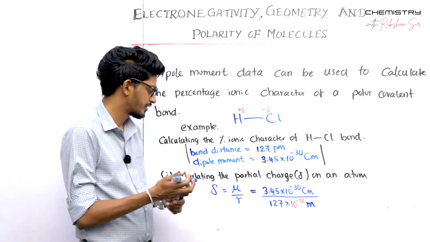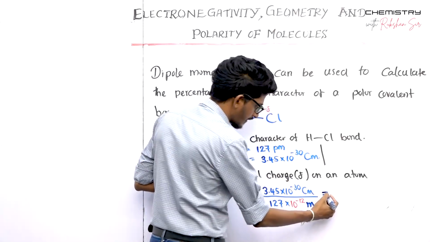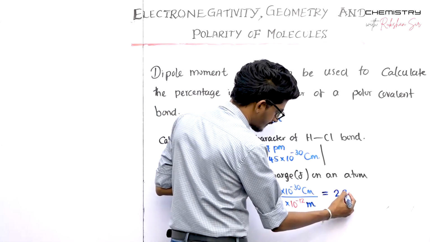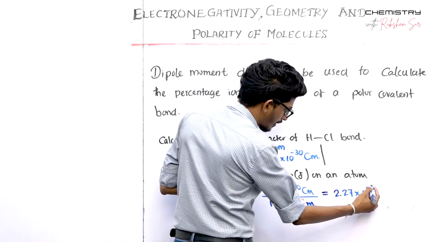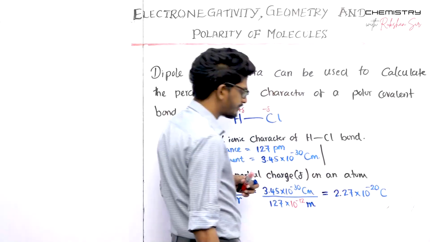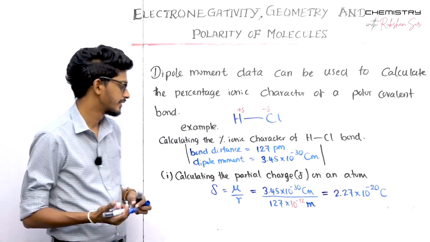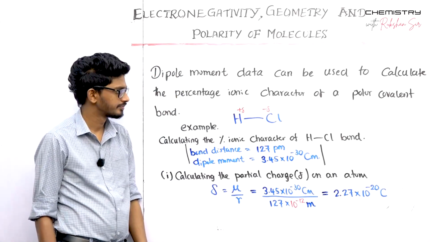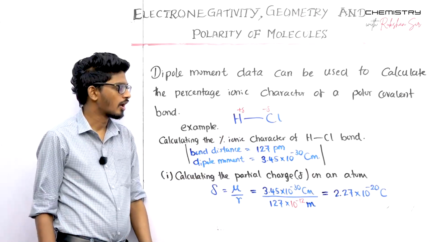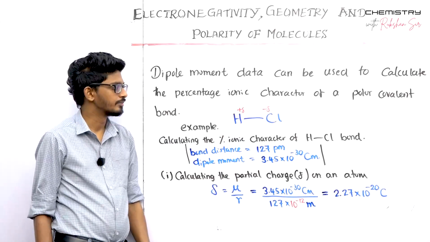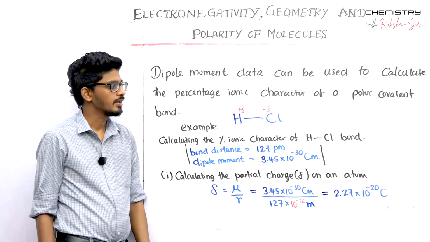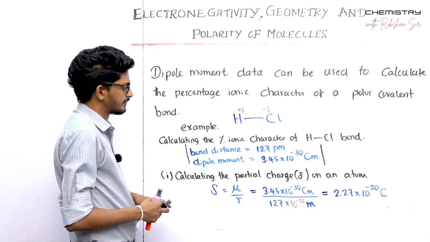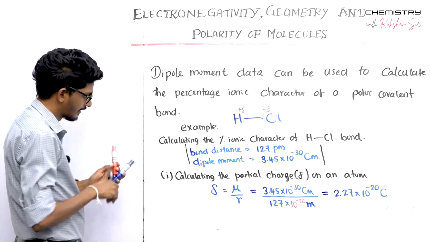If you simplify this, we come up with the answer 2.27 into 10 to the power minus 20 coulombs. That is the charge on an atom. Now we are going to use this charge on an atom to come up with the percentage ionic character.